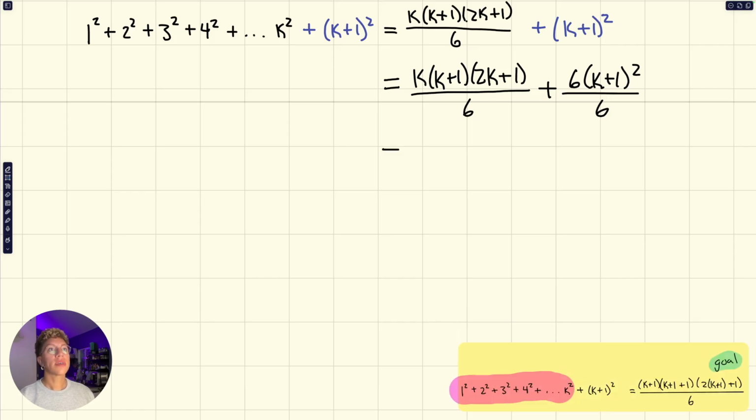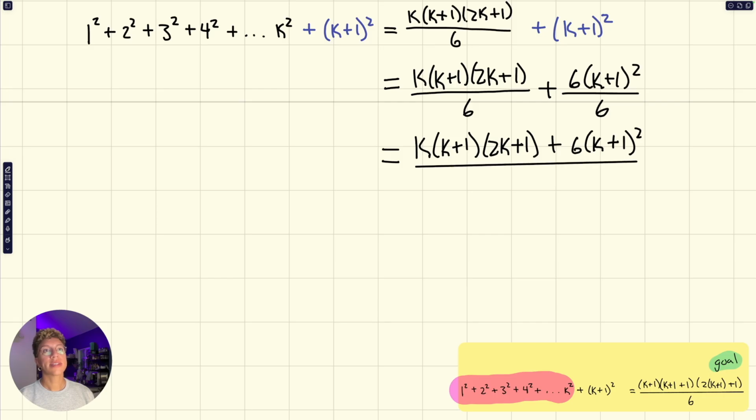So we get k plus 1, 2k plus 1, then we get 6k plus 1 squared all over 6.